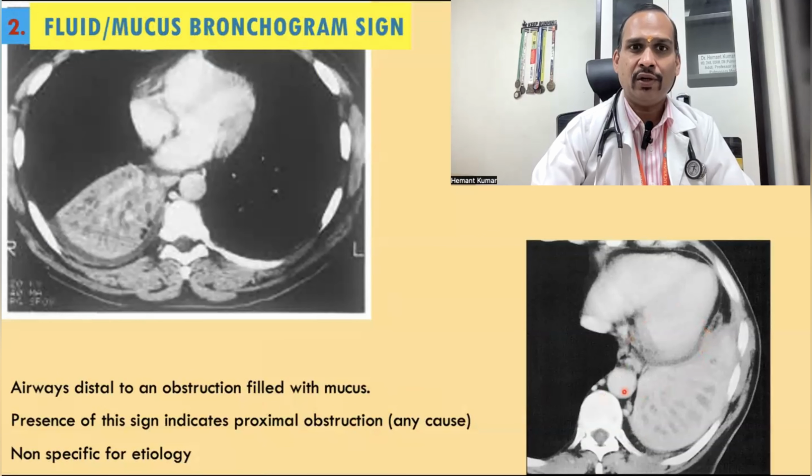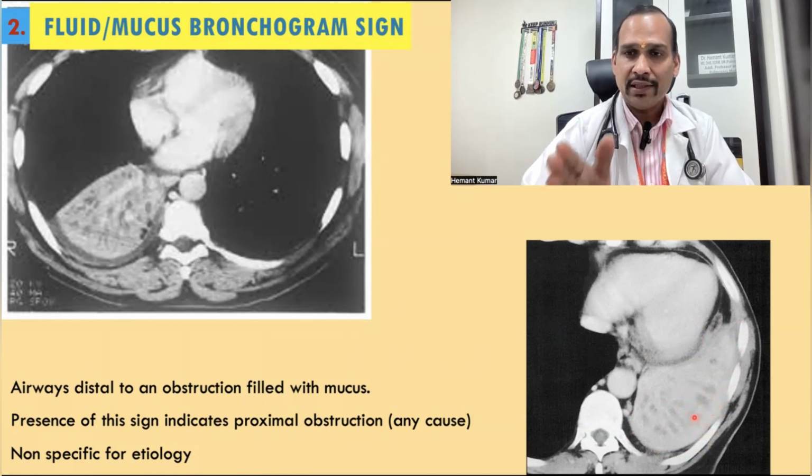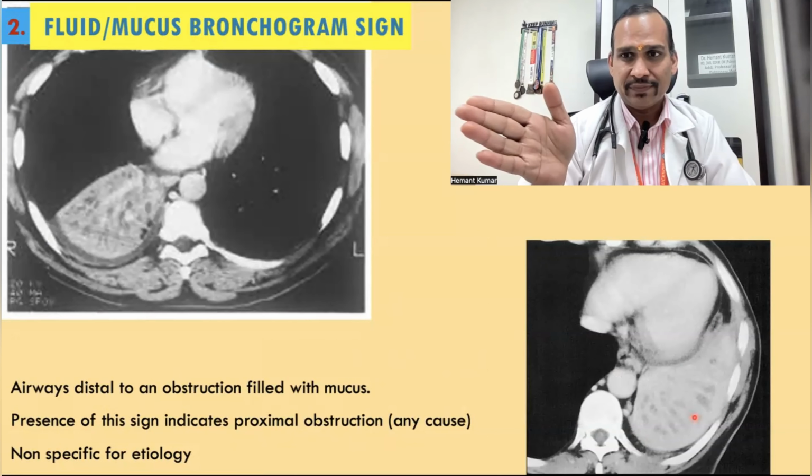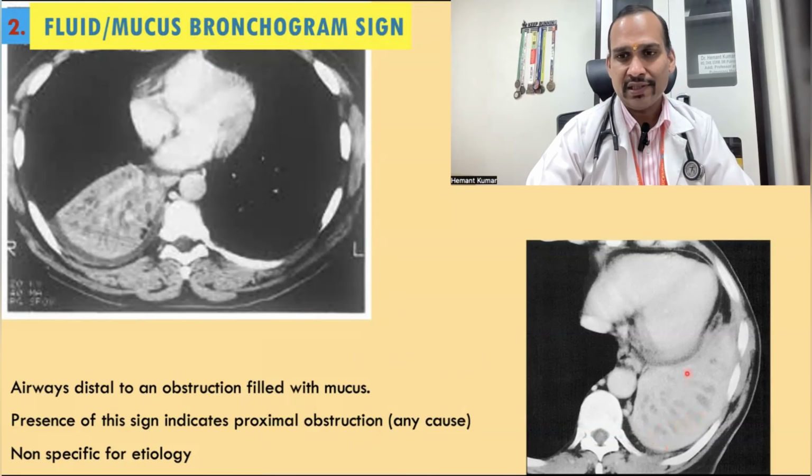This is the fluid or mucus bronchus sign in this X-ray also. Can you see this opacity, and you can see alveolar opacity. The alveoli are patent, air-filled alveoli. So these are the alveoli.